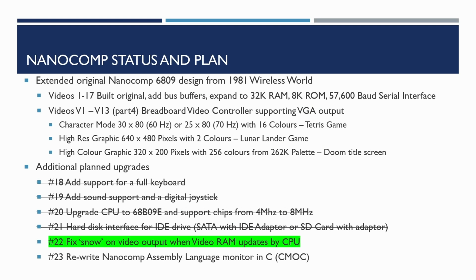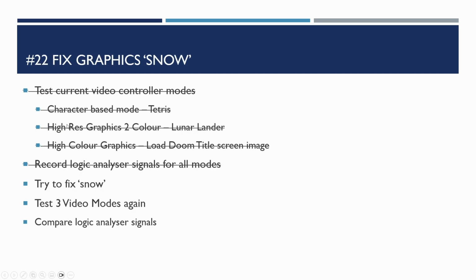So this is the interference that we get on the video output when the video RAM is being updated by the CPU. And this was a common problem that early PCs had, and in fact the IBM PC CGA adapter suffered from these issues and needed a number of workarounds to avoid it. So in the first part of the video, we've tested the various current video modes using the Tetris Lunar Lander and the Doom 256 colour title image screen, recorded all the traces, we've done some analysis and actually started to try and fix the snow. And in this video we're going to continue to fix the snow and then do some testing.